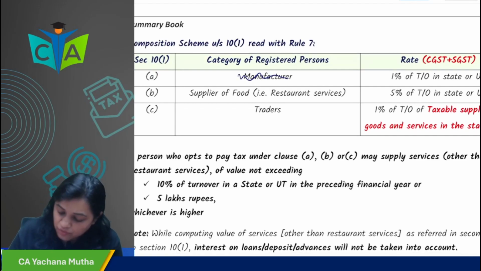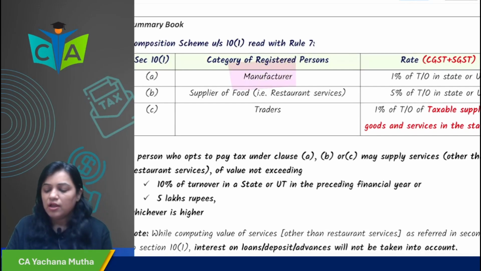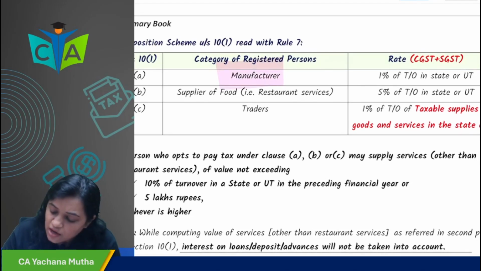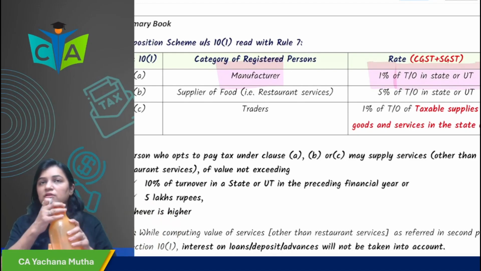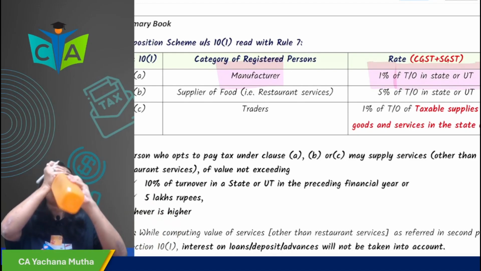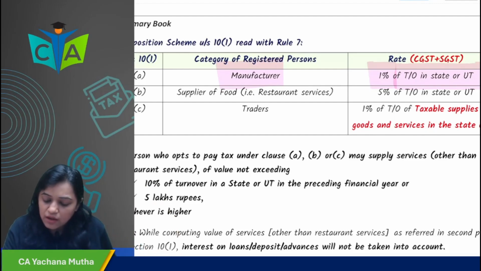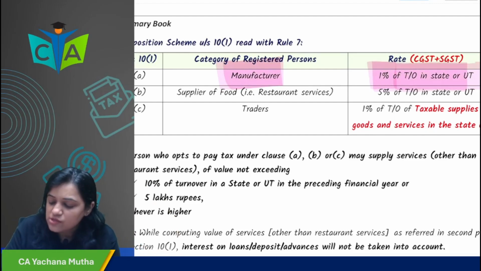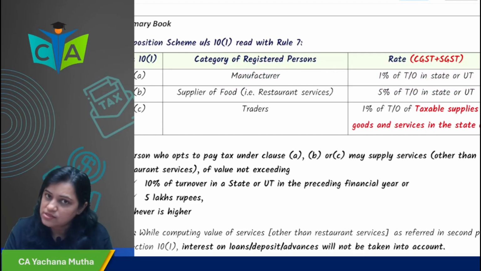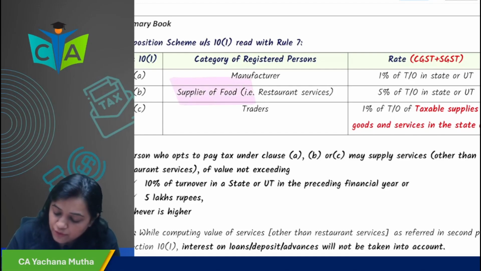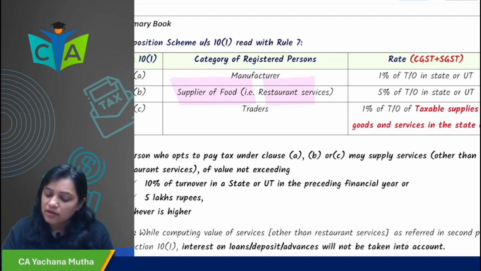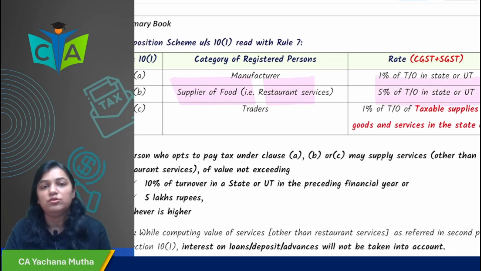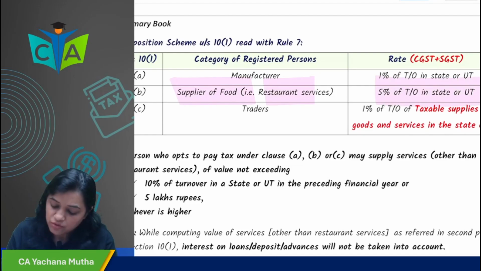You're a manufacturer. If you are a manufacturer, then the rate is 1% of the turnover in the state or union territory. If you are a supplier of food, that is restaurant service, then 5% of the turnover in the state or union territory.